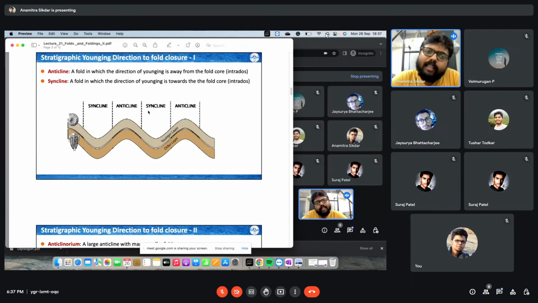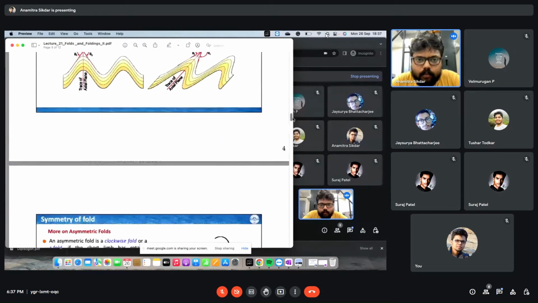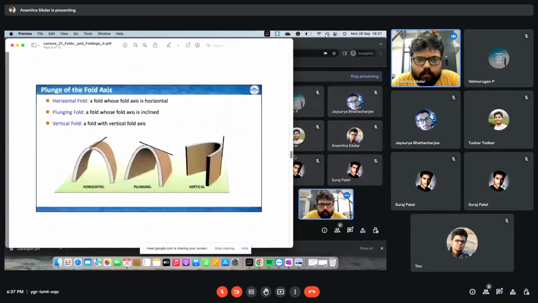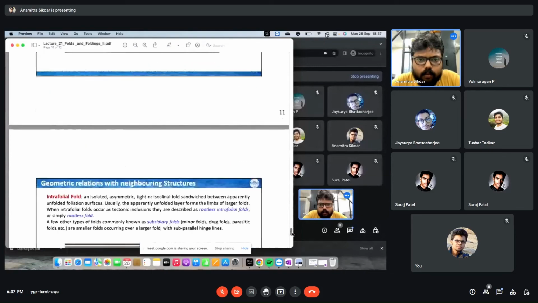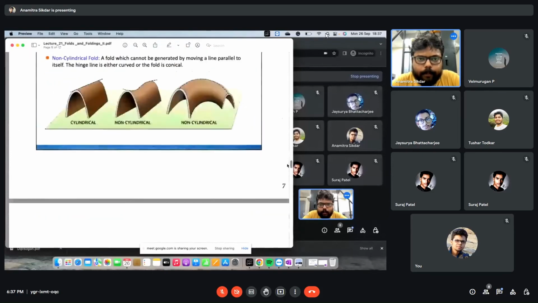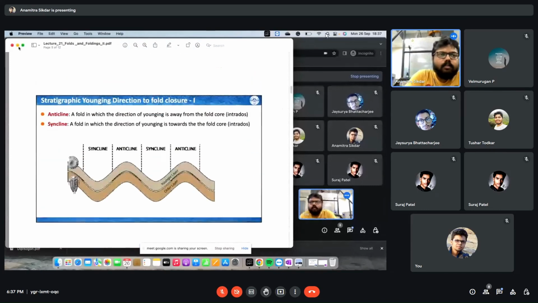If we have a syncline as well as a synform, then you can say we don't have a stratigraphic inversion. If you have an anticline and antiform, then you also can say that there is no stratigraphic inversion. But if there is an inversion, I don't know where the figure is. Okay, it's not here. Say for example, I'm just drawing it for you.